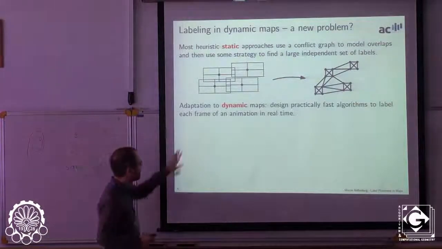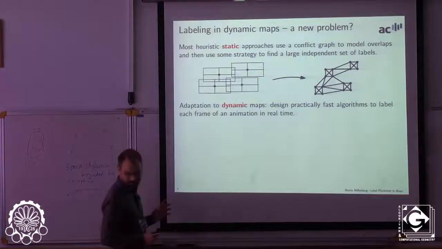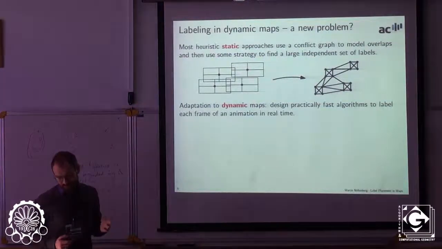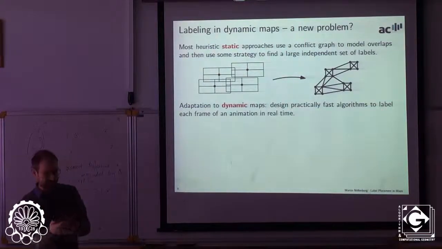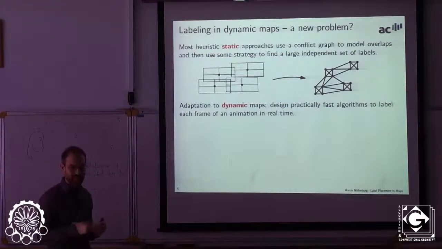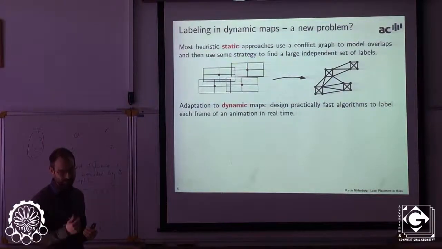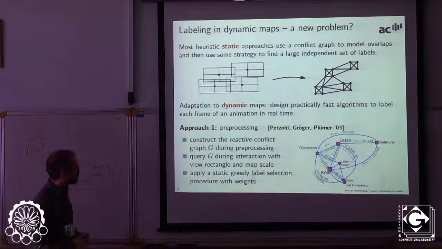So if you want to adapt the same approach to dynamic maps, what you need to do is that you have different frames of an animation if the user zooms or if you do rotation. And then if your methods are fast, you can say, okay, this is the next frame. If I compute this in a few milliseconds, it will be fine, using some heuristic of that type.